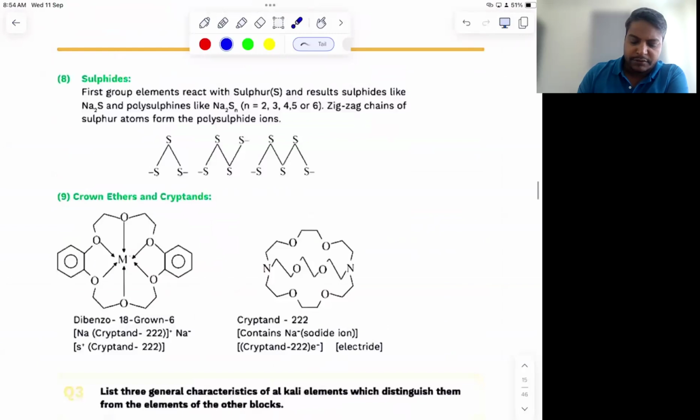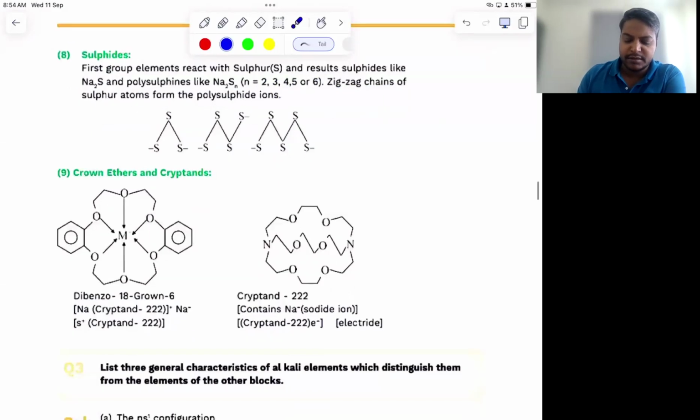Sulfides. The first group reacts with sulfur and results in various sulfides, while sodium, specifically, forms polysulfides, with n being 2, 3, 4, 5, 6. It will be like zigzag chains here, forming polysulfides.